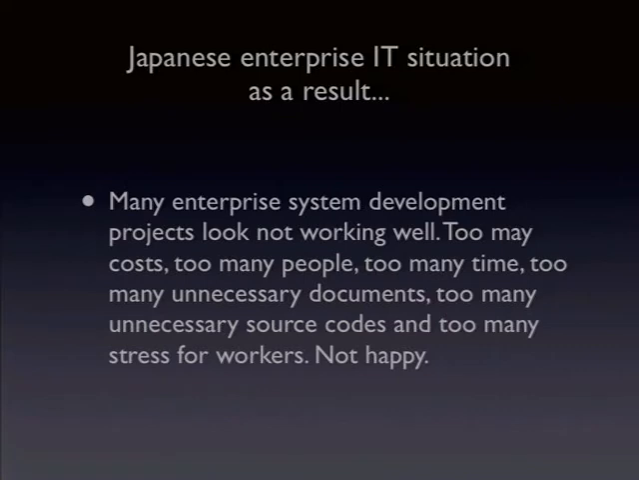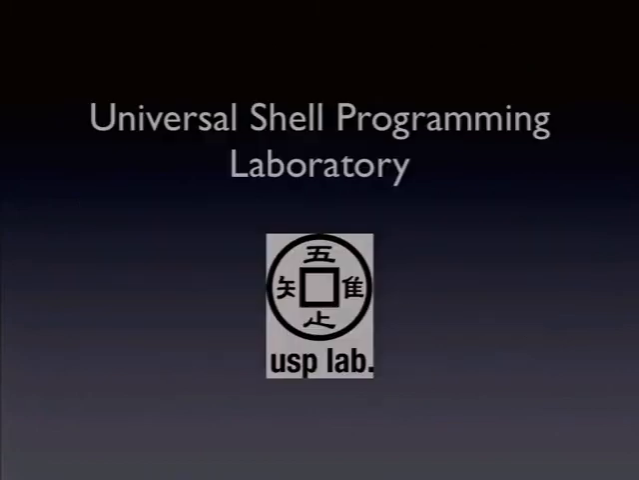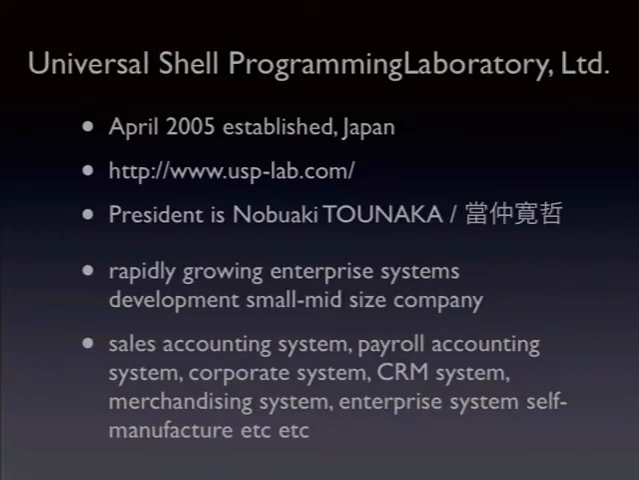And so, USP Lab, Universal Shared Programming Laboratory. A very unique, rapidly growing enterprise system development company. ONGS, my first company, was established in 2002. USP Lab was established in 2005. A very young company. If you are interested in this company, a few months ago they created an English version of their website, so please visit their homepage and read it.